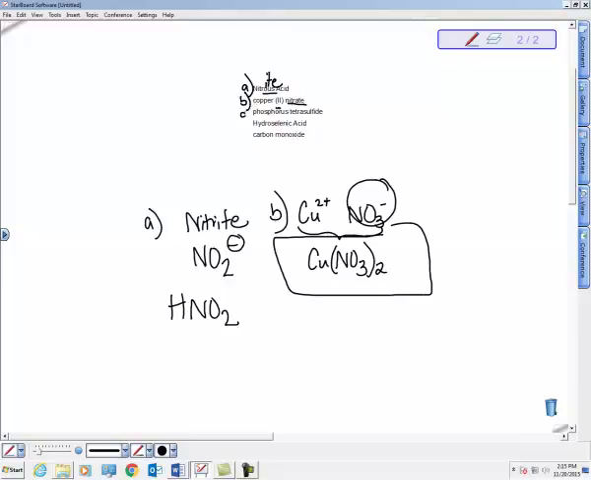Let's do part C. Part C says phosphorus tetrasulfide. The dead giveaway that this is a molecule is the tetra. Do you guys see that prefix tetra? And another dead giveaway is that phosphorus is not a metal. It's a non-metal. So this is a molecule.